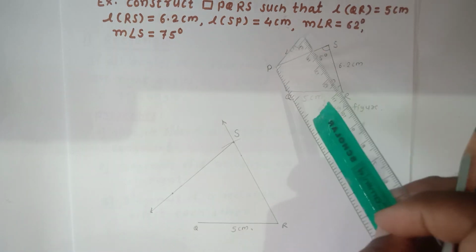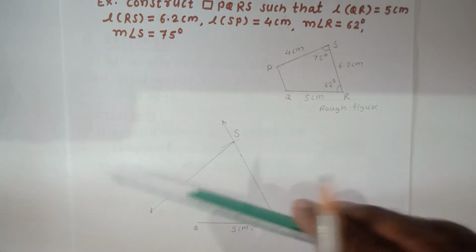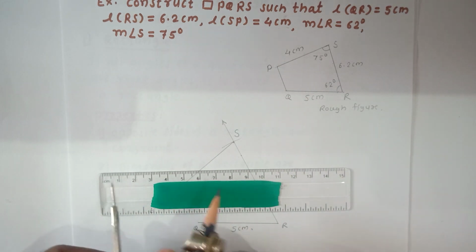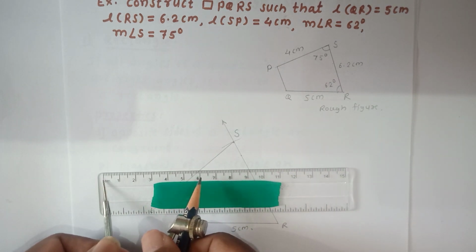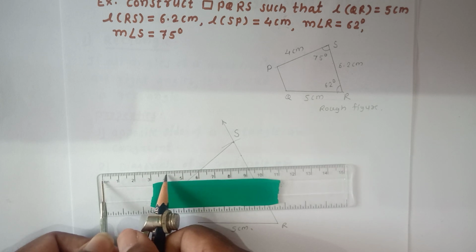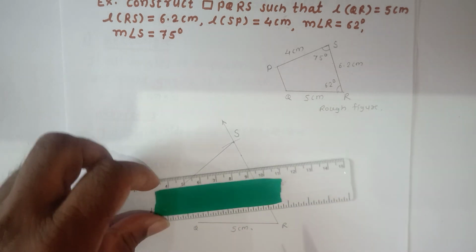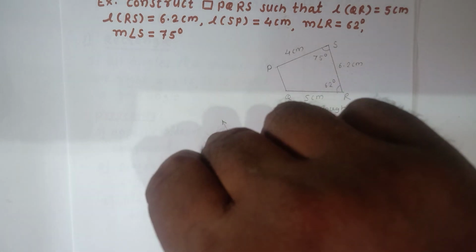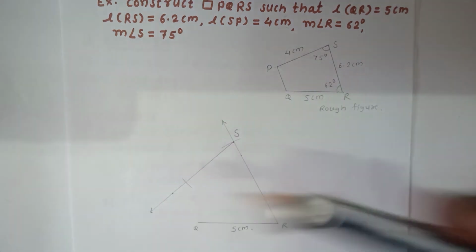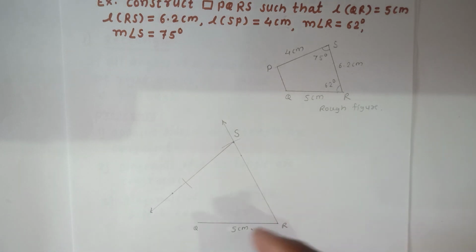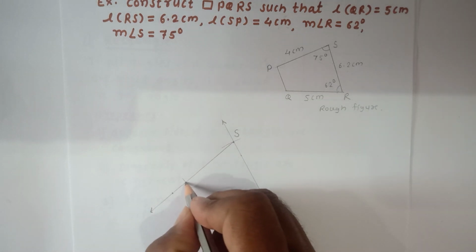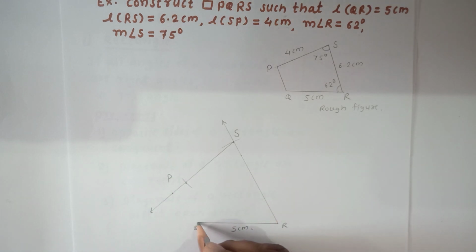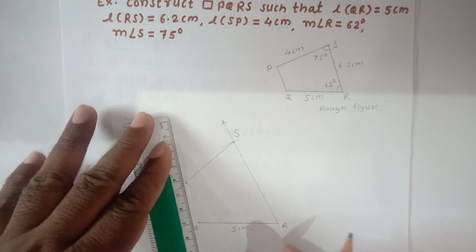Now SP is 4 centimeter. So in a compass, take 4 centimeter distance. Put compass on point S and draw this arc. Now this point will be point P. Now join points PQ.